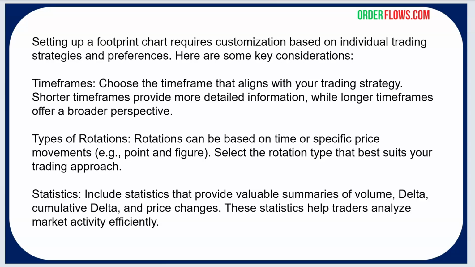You also want to think about the types of rotations, right? Rotations are based on time or specific price movements, e.g. point and figure, ranges, a range-based chart. A lot of the original order flow traders love to use a point and figure reversal chart back in the late 2000s, early 2010, 2011, 2012. So you're going to select the rotation that best suits your trading approach. All markets have rotations. S&Ps, it's about a 3.5 point rotation. If that's the type that you want to do, otherwise, you use a time-based chart.